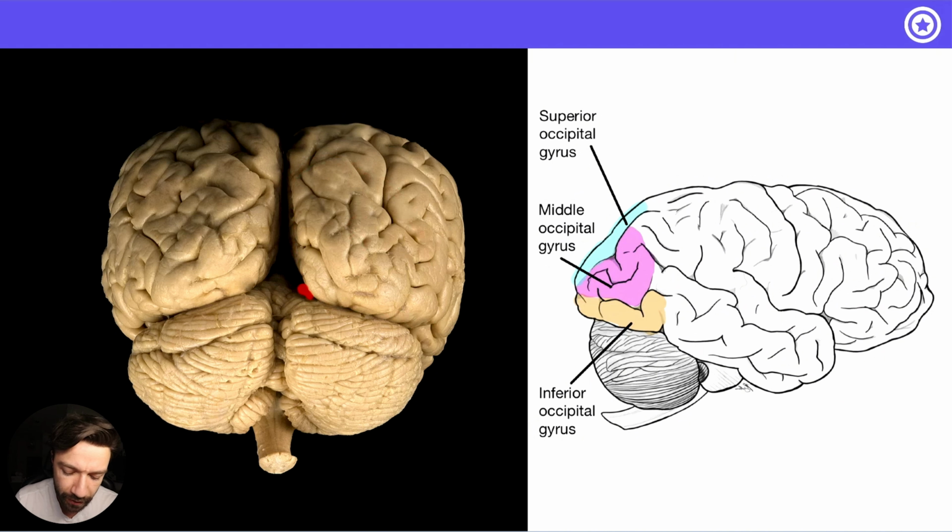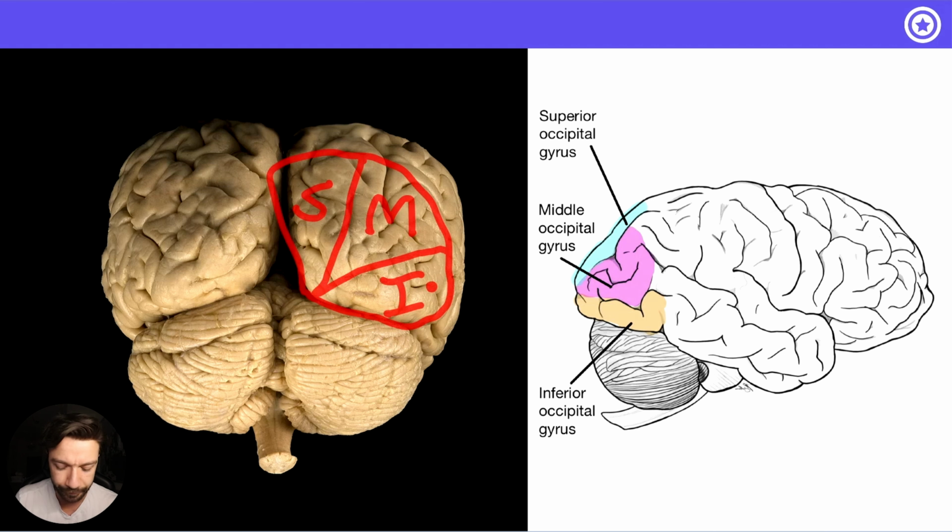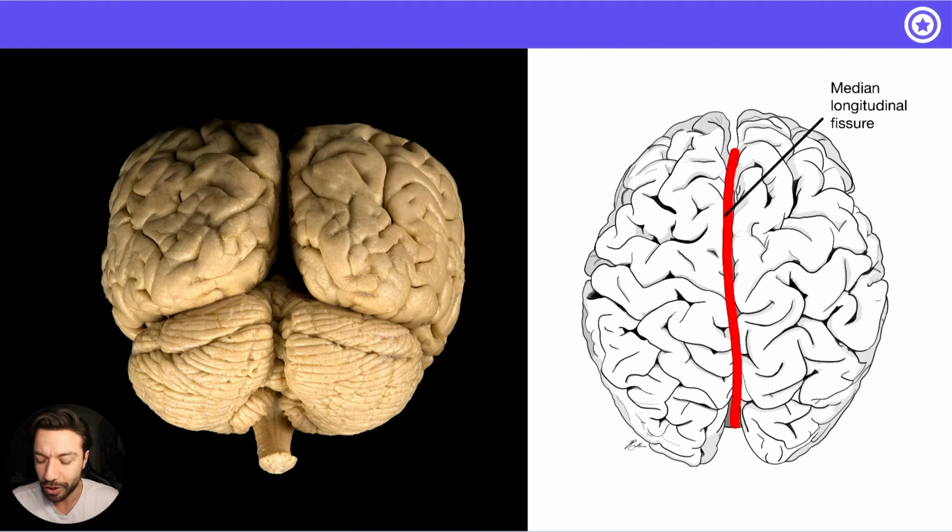And then once we find this occipital lobe boundary, we can divide the occipital lobe into kind of 3 quadrants. So our superior occipital gyrus would be right here, our middle would be right here, and then inferior would be right down there.